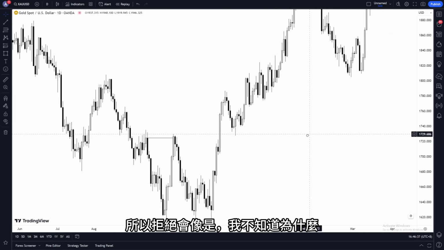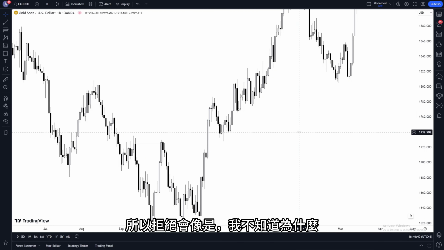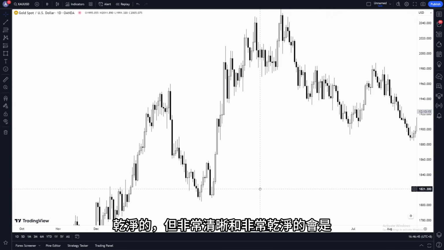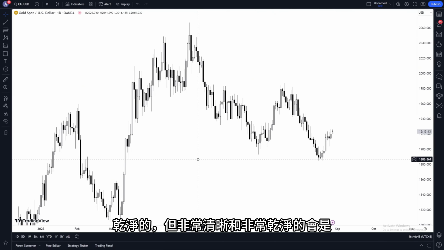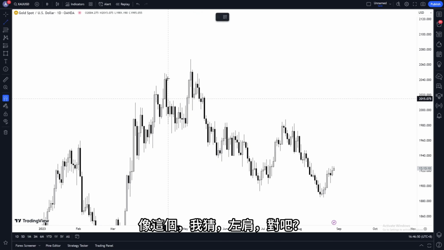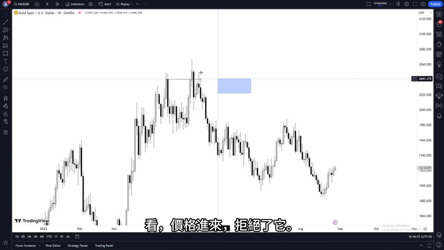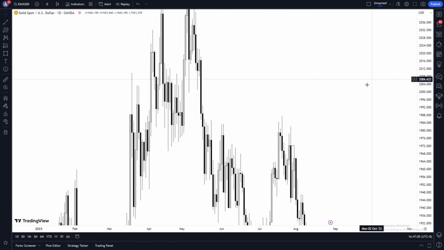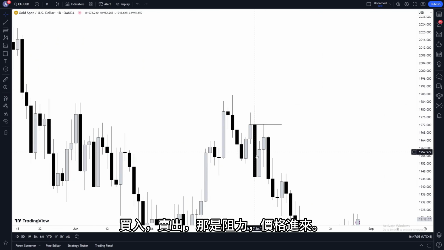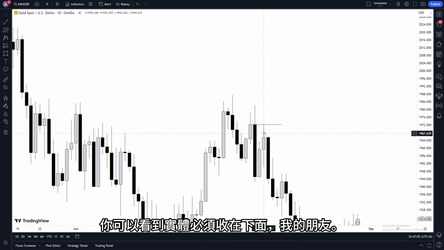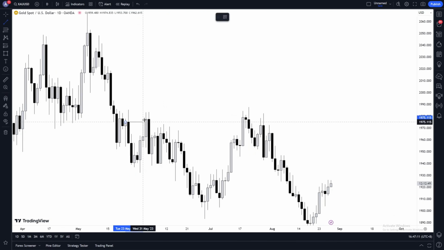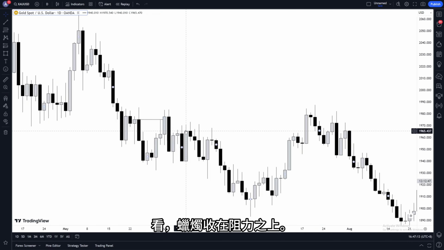So a rejection will be like, I don't know why I can't see a rejection anywhere. There's a bunch over here. I'm trying to look for something very clear and very clean, something like this, I guess, left shoulder, right? See, price comes in, rejects it. This is very clear and very clean. Buy, sell, that's a resistance. Price comes in. See, the body must close below, my friend. The candle cannot close above. If the candle closes above, then it's just like this scenario here. See? The candle closes above the resistance.